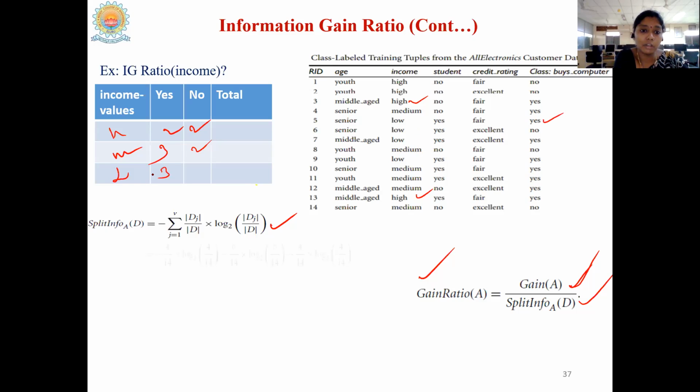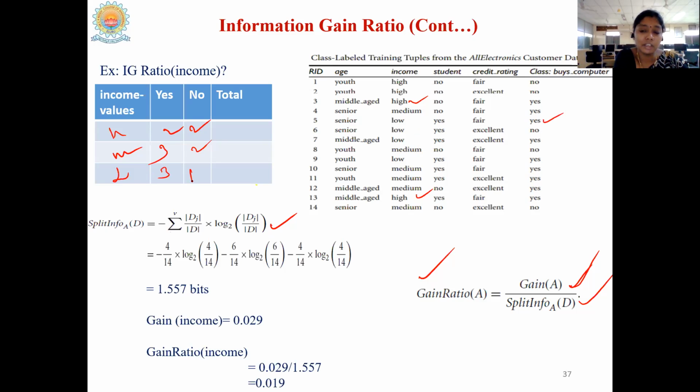3 yes and 1 no. Are you getting this point or not? Out of 4 means all the low tuples we have are 4, that is, we have 4 observations with the value low. Out of 4, how many have the class label yes, and how many have the class label no? We need to consider that here.